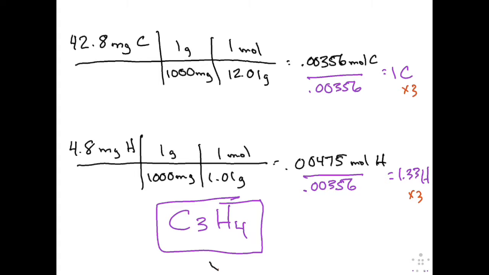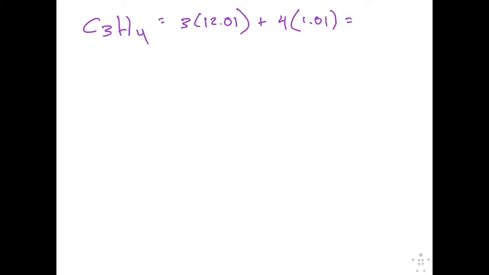We need to find the molecular formula next. So when you find the molecular formula, you're just continuing on from where we just left off with the empirical formula. Remember, our empirical formula is C3H4. So the first step is you need to find the mass of this empirical formula. And the mass of this empirical formula, we got 3 carbons. Each one has a mass of 12.01, plus 4 hydrogens. Each one has a mass of 1.01. That's going to give you an empirical formula mass of 40.07 grams per mole.